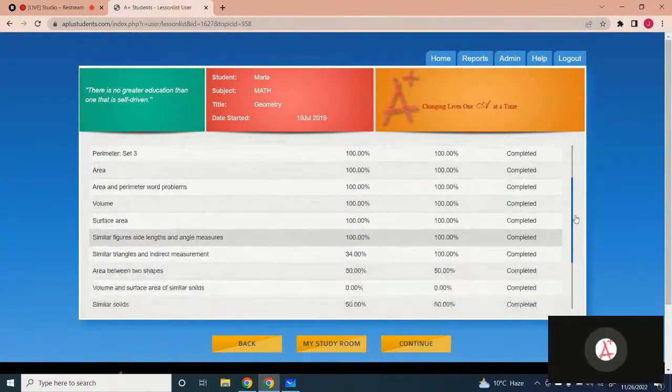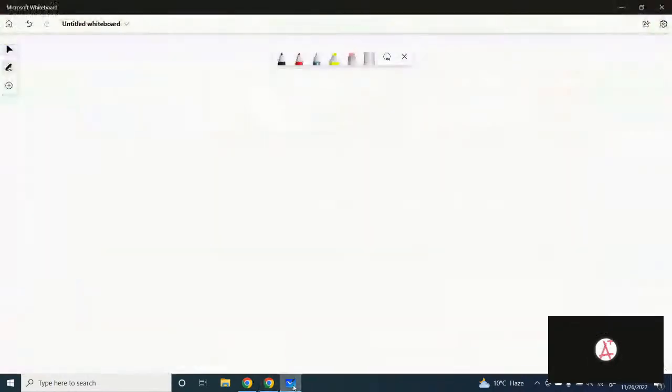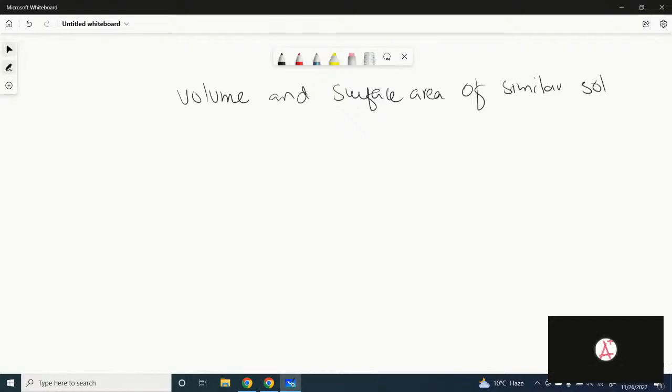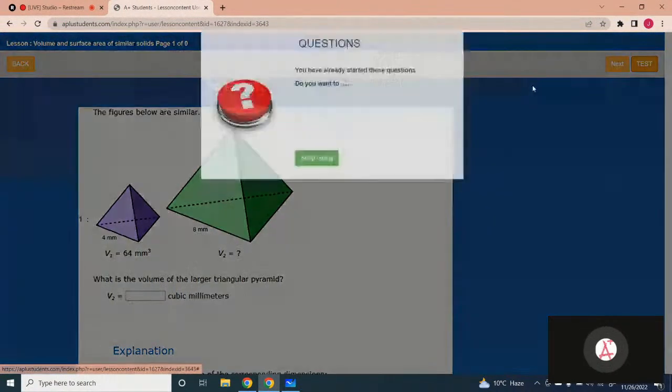Okay, the next lesson is volume and surface area of similar solids. Let me just write down the name of the lesson: volume and surface area of similar solids. Okay, let's start with the lesson. Let's start with the test questions so that we can do practice questions.